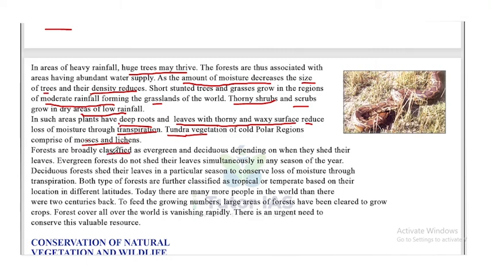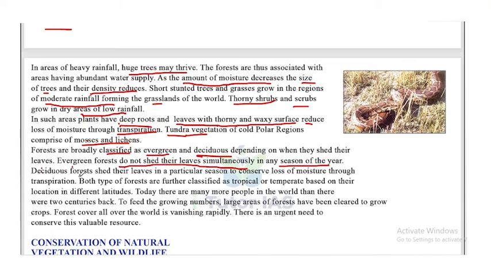Forests are broadly classified as evergreen and deciduous forest, depending on when they shed their leaves. If the forests do not shed their leaves for a time, then it is called evergreen forest. The evergreen forest does not shed its leaves simultaneously in any particular season. They are always seen as green in color, so that's why they are known as evergreen forest.